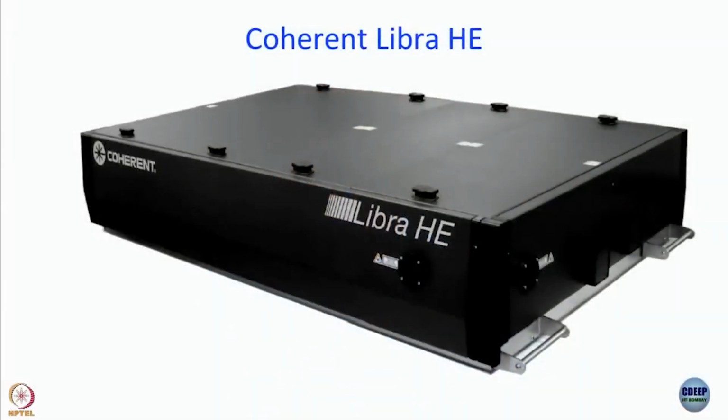This is the one box amplifier, the name is Libra HE and it is from Coherent. This is what we have in our lab. Its input, well, I will talk about input later. Its output is 4 millijoule pulses, 800 nanometer wavelength at 1 kilohertz.